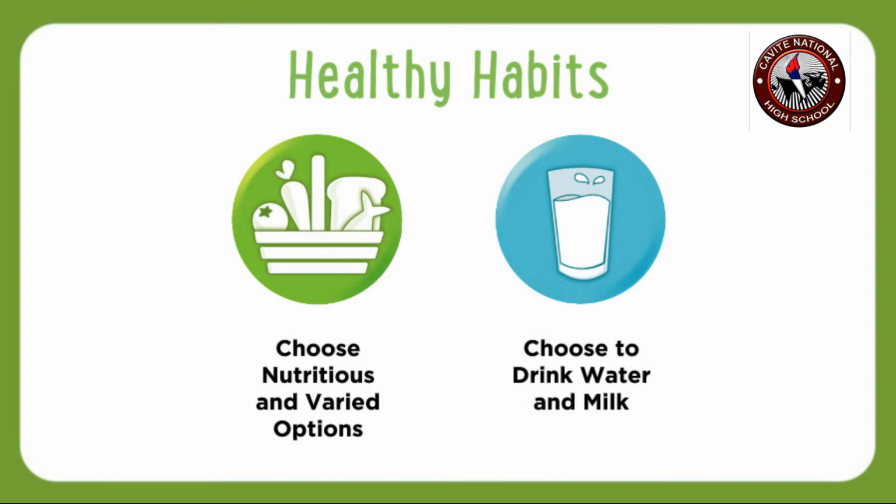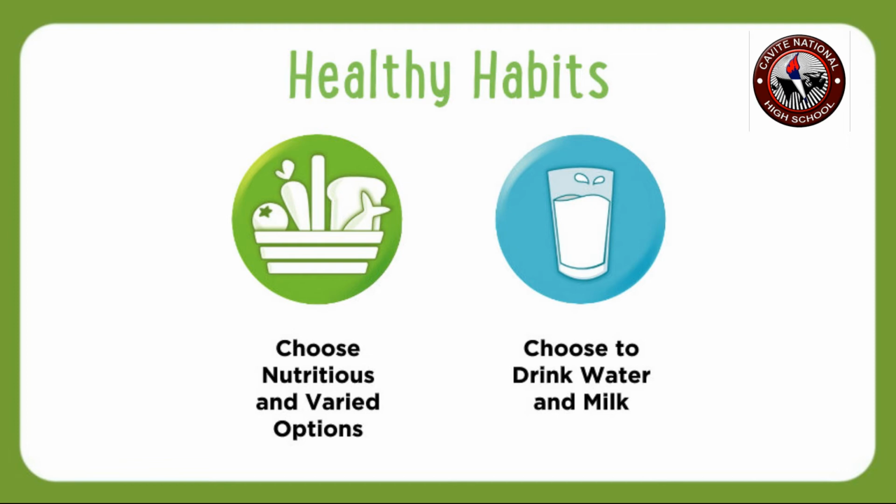Developing these healthy habits can help to maintain the normal function of your immune system and protect you from disease. Choose nutritious and varied options. Healthy teenagers need to eat a nutritious and varied diet because it contains all the essential nutrients needed to give energy, support growth, maintain health, and recover from illness.